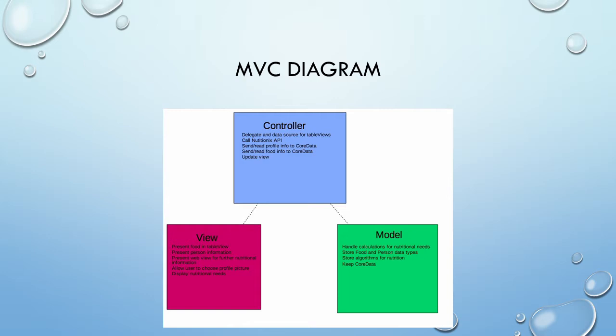And within the view, that handles presenting the information in the table views, both the food information and the person information. The web view, which shows you the web search of the food that you selected. It also lets you choose a profile picture and display the nutritional needs of each profile that's selected. Within the model, it's fairly simple. There's a class to handle the calculations for nutritional needs for each profile in a needs calculator class. And that is where the core data is held.